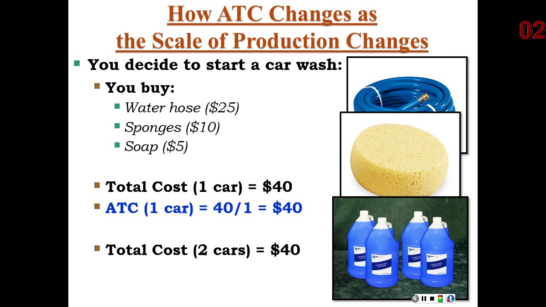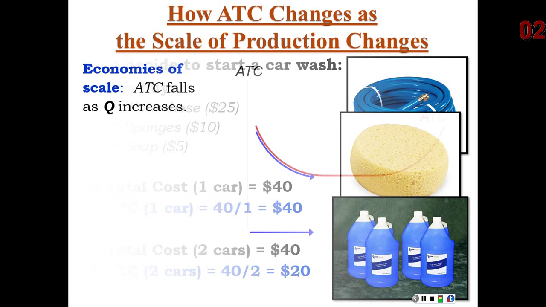But now what happens when the second car rolls up and you wash two cars that day or in an hour? Well, then you would take the $40, divide that by 2, and now your average total cost is only $20. And so obviously the average total cost has gone down as your output increased. This is an example of economies of scale.